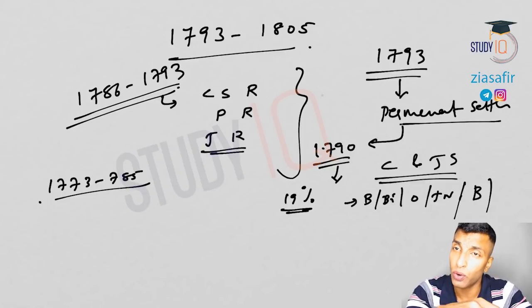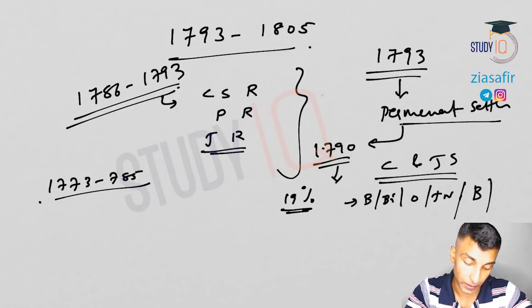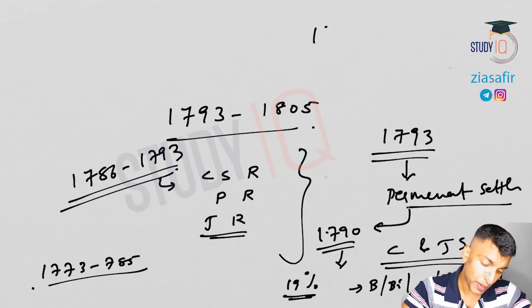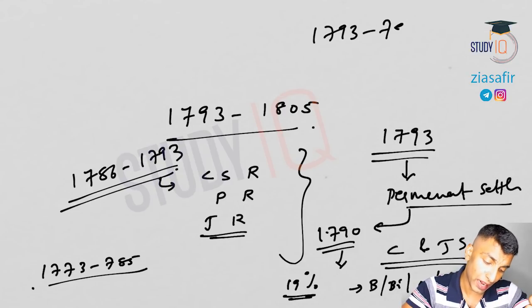So what I'll do is I'll discuss those two also along with this. So that area anyway will get completed. There is no need to keep this for later. So we will discuss Ryotwari and Mahalwari now, and then we will discuss the rest of this period. So even though I've given 1793 to 1805, I'm not basically interested in discussing the period 1793 to 1798.